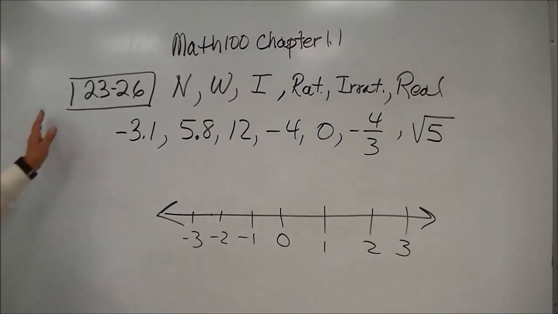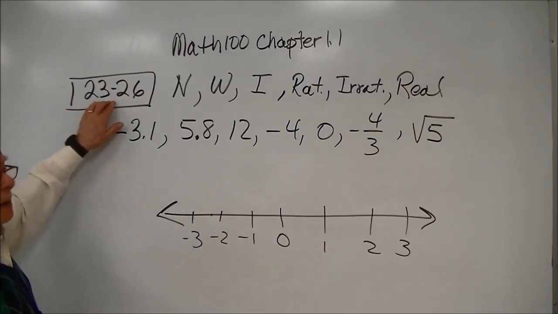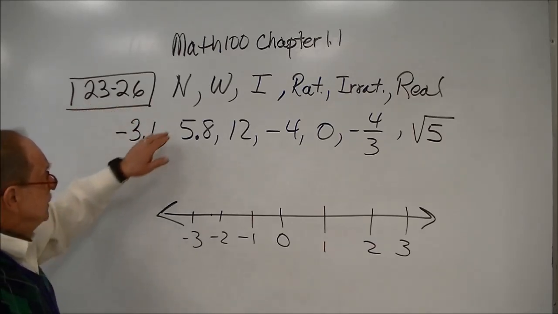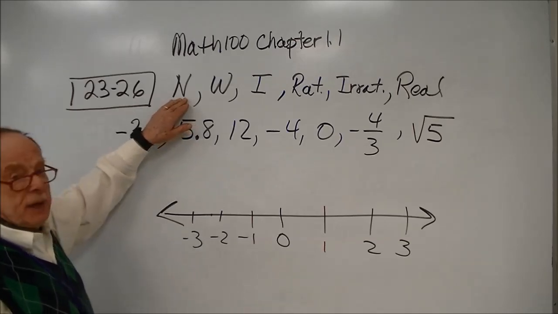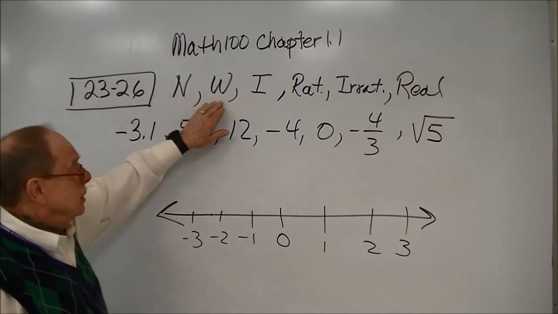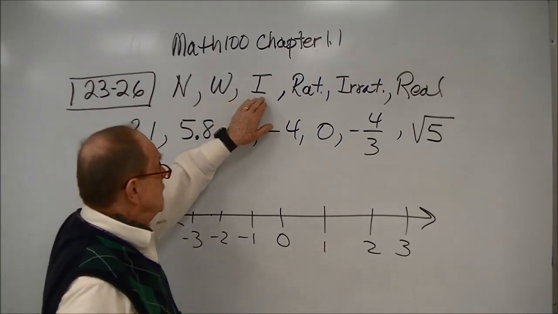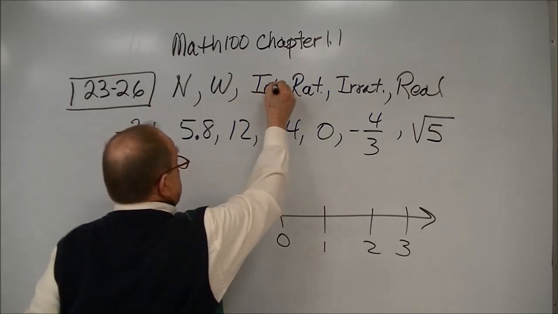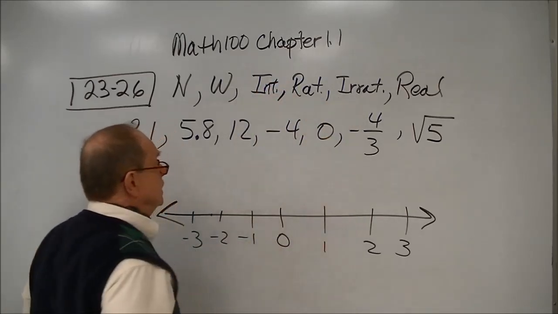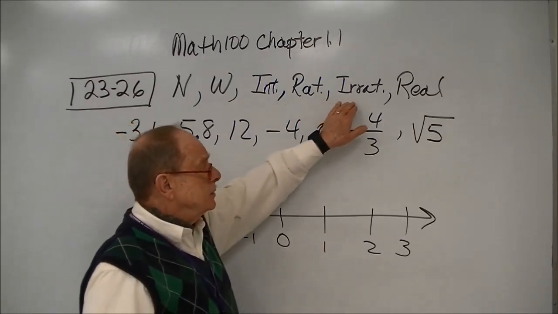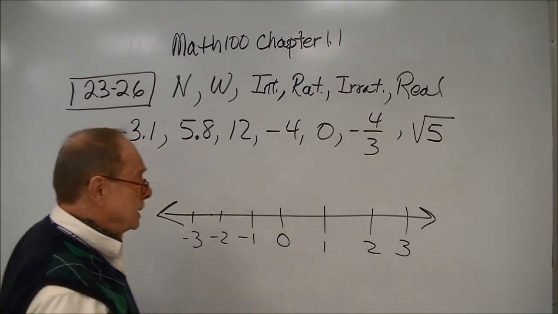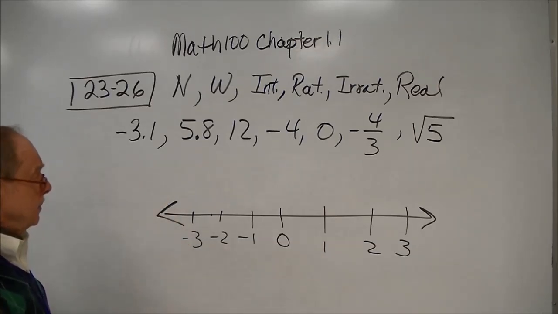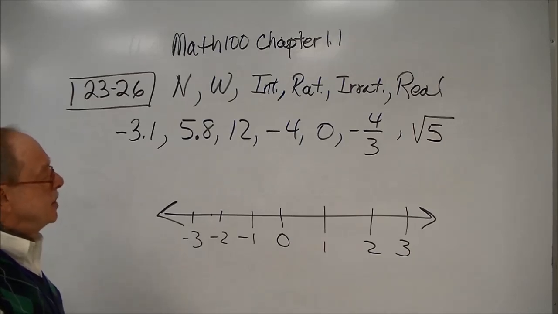All right, for these next few examples, 23 to 26, we're going to deal with whether something is a natural number, a whole number, an integer, rational, irrational, or real. In class, we gave you a little review of this, but let me give you another review here. Now, these are different sets of numbers.